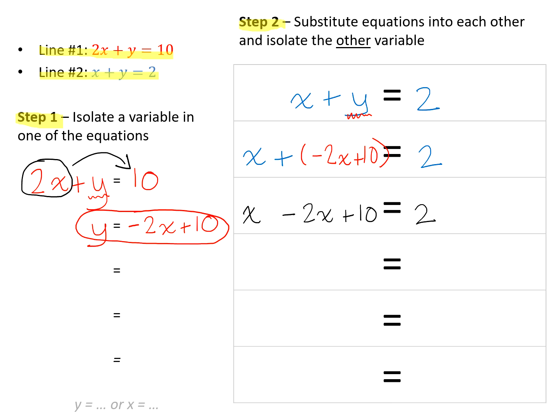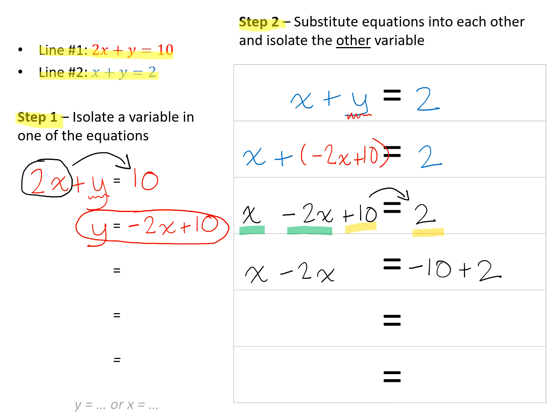We want to start by identifying like terms. X and negative 2x are like terms, while positive 10 and positive 2 are like terms. I want to keep all our variables on the left side, which means x and negative 2x stay here, and I'm going to move the positive 10 to the other side of the equation, which makes it negative, and the positive 2 stays exactly the same.